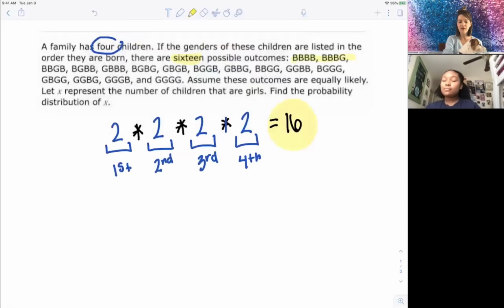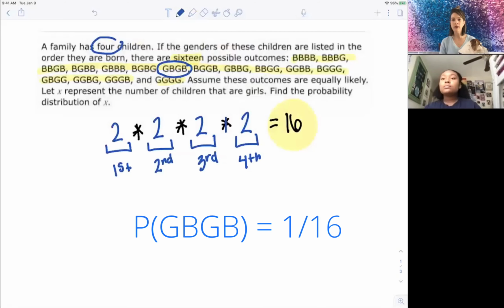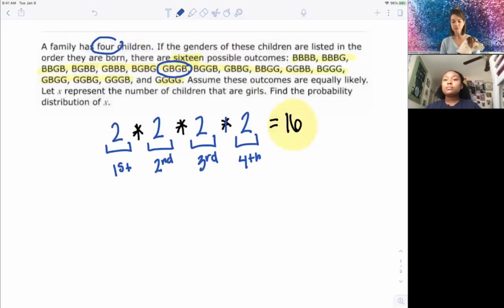And they list them all here for us, like all the possibilities. So wait, you said yours was girl, boy, girl, boy? Yeah. Okay, so here's your family right in here. So the probability that your family would have occurred, there's a 1 out of 16 chance. Because there's 1 that looks like your family out of 16 total possible family dynamics. Does that make sense? Yeah.